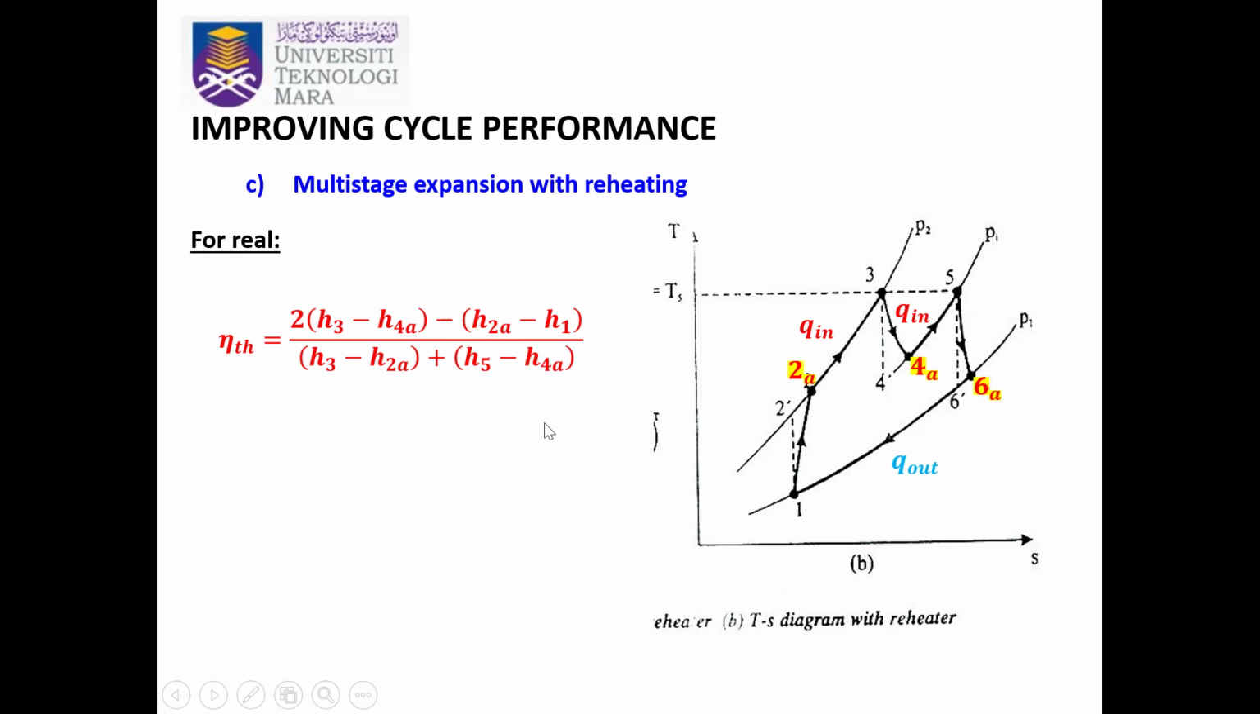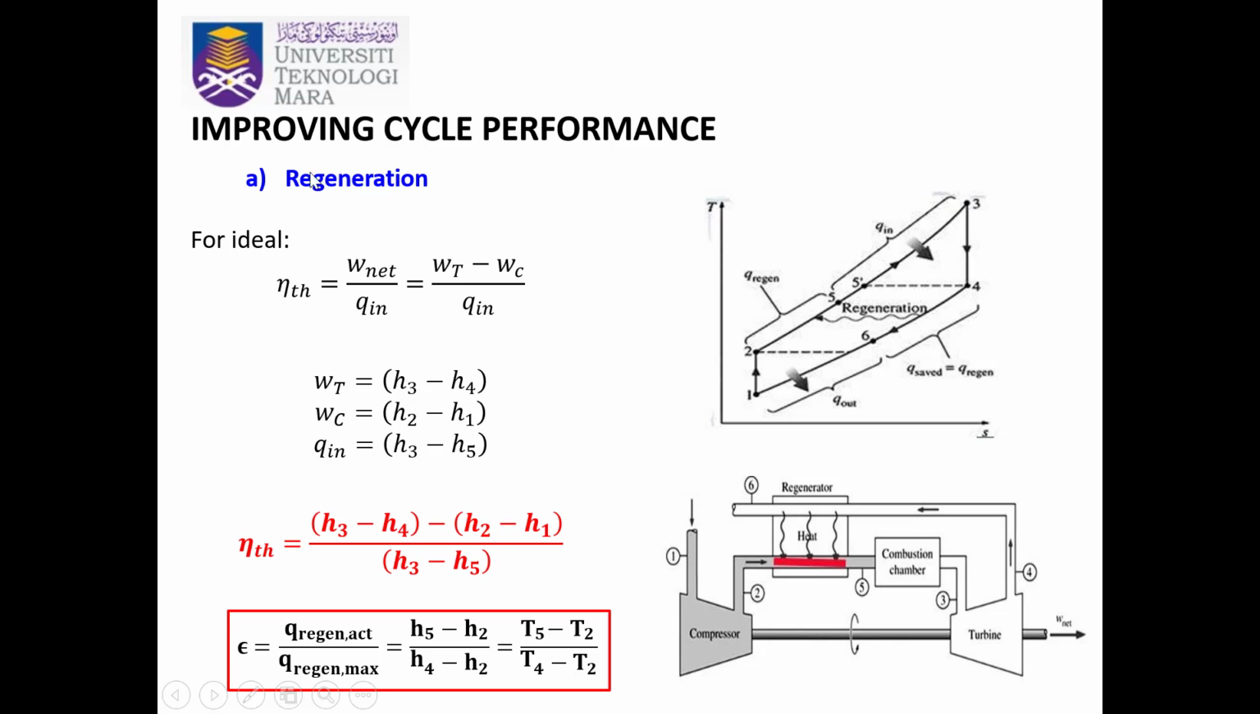If we recall what we have seen before, how we can improve the Brayton cycle: the first is through regeneration.